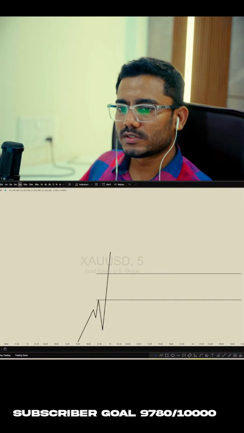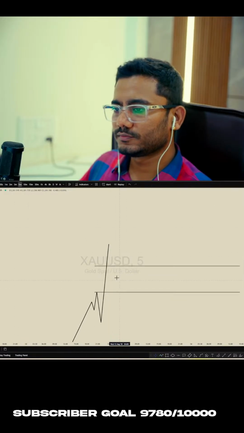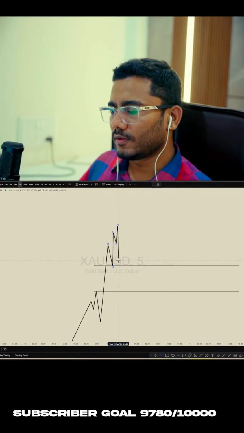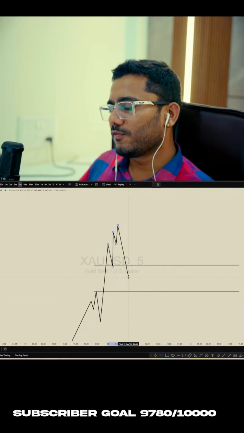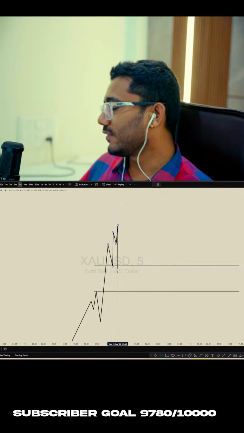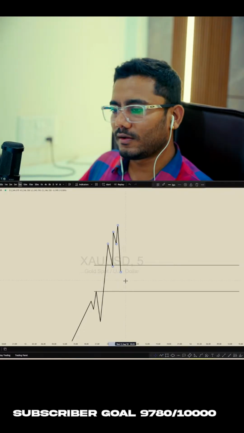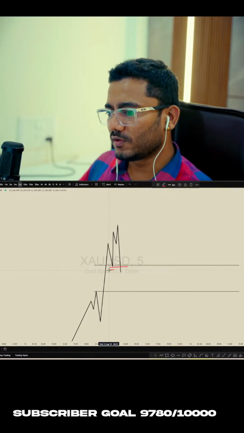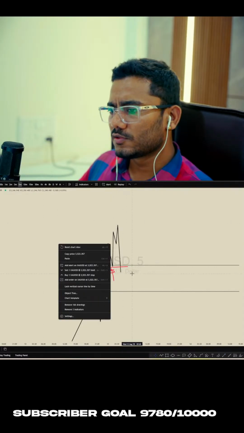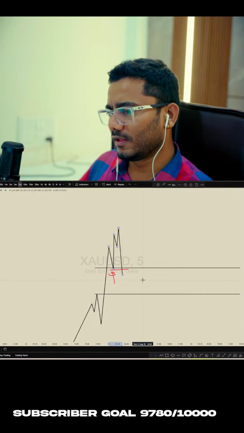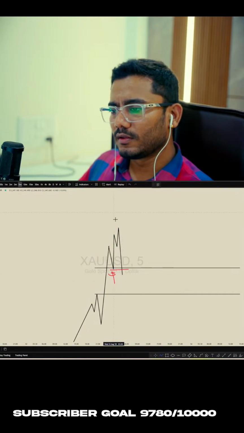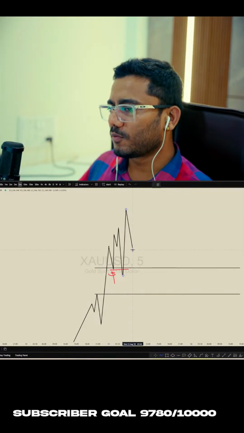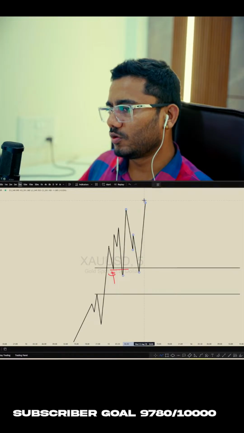Okay, so just assume that this is our imbalance, and price creates more liquidity. A lot of people think that price will fulfill this imbalance. What price is actually doing is sweeping the liquidity. Here a lot of people will put their stop loss below this area. So price will only sweep this area. So it's not fulfilling the imbalance. It's sweeping this liquidity, and we'll look for a setup from here only, just like yesterday on gold.